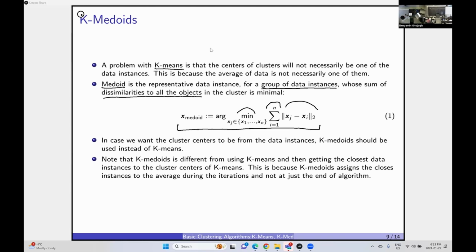In both K-means and K-medoids, how do we handle ties between distances? How do we handle ties?